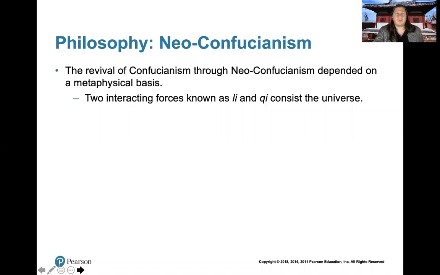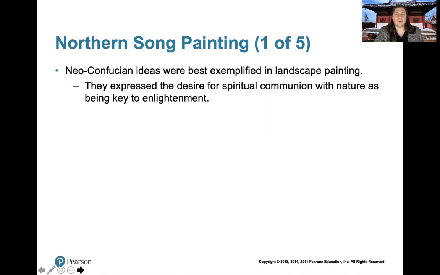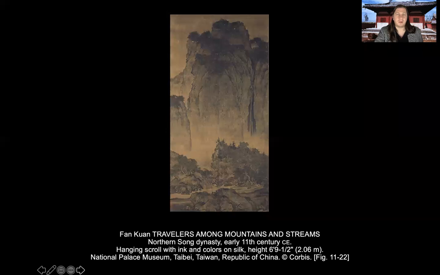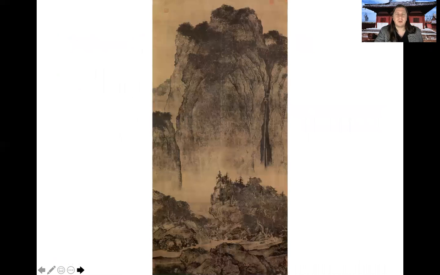Neo-Confucianism is kind of a return of Confucianism during the period. We see some influences of that idea in Northern Song painting, which are basically landscape paintings that are meant to not really show a particular place, but ideal forms in nature. Fan Kuan, this is a pretty nice example. Travelers among mountains and streams.